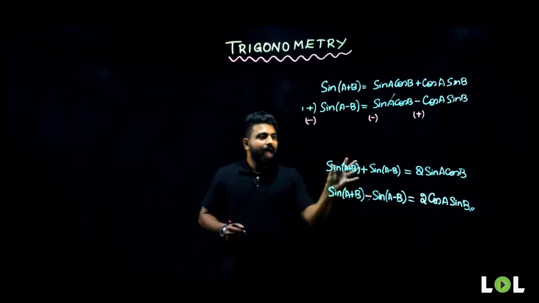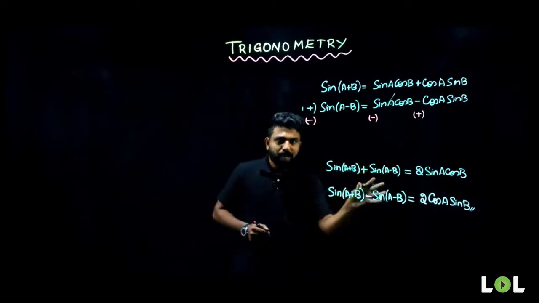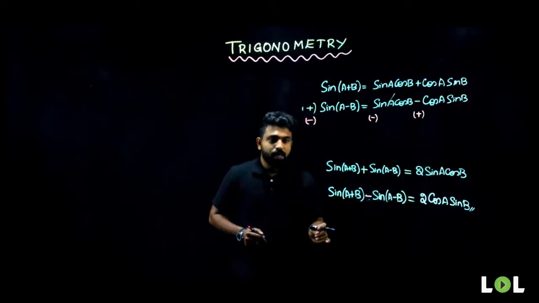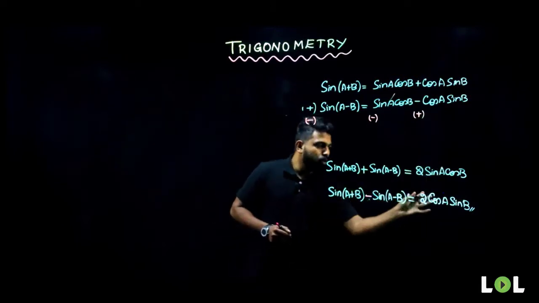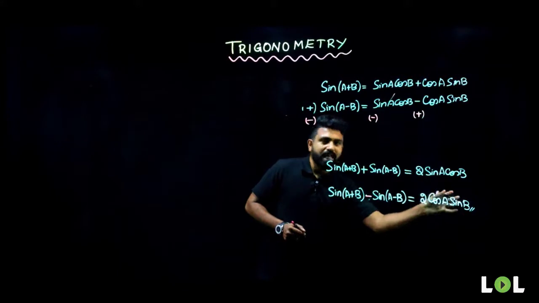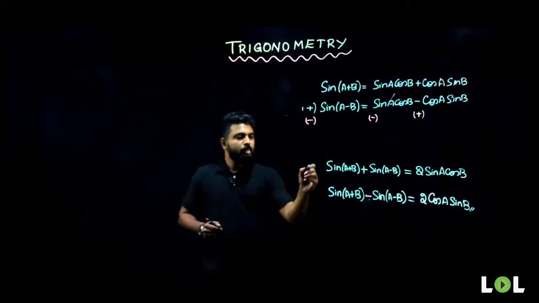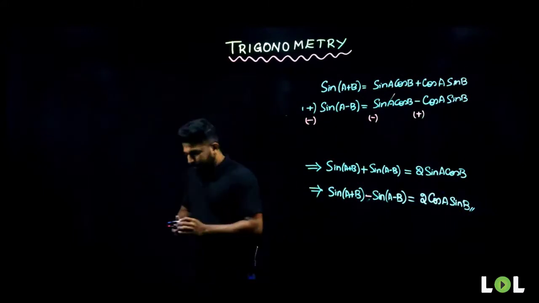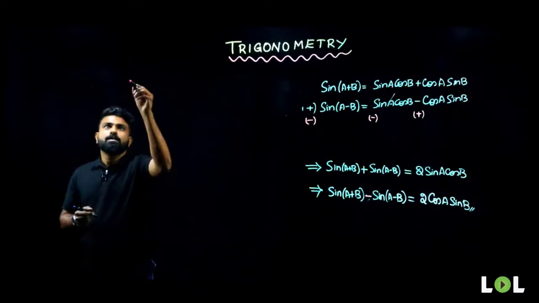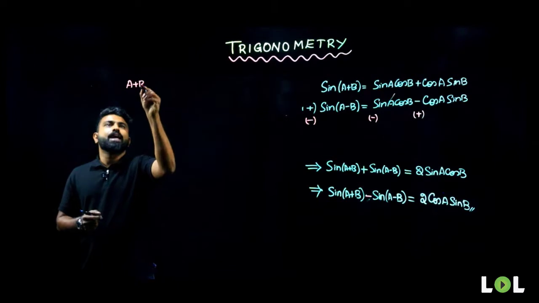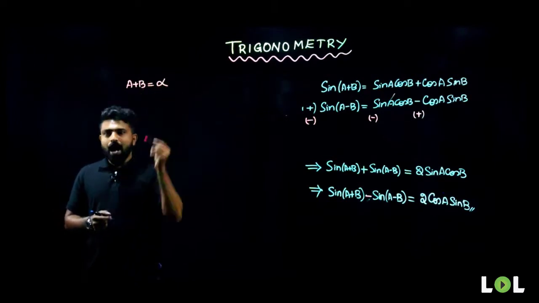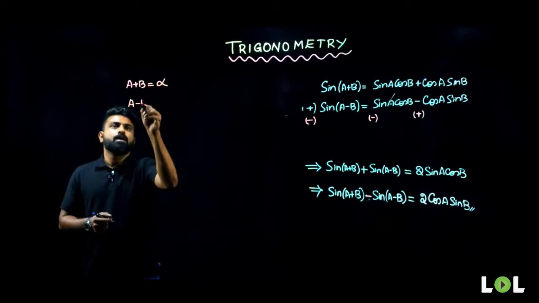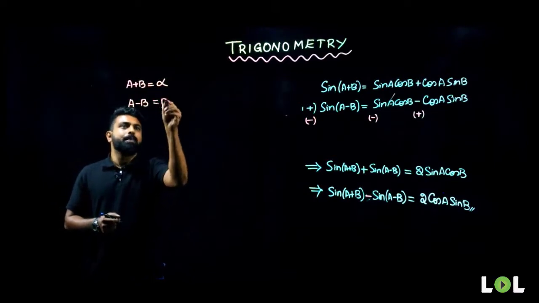So if we add both, sin of A plus B plus sin of A minus B, we'll be left out with 2 into sin A cos B. Now if we subtract those two, we'll be left out with 2 into cos A sin B. Now in these formulas here, what if I take A plus B as alpha and A minus B as beta?